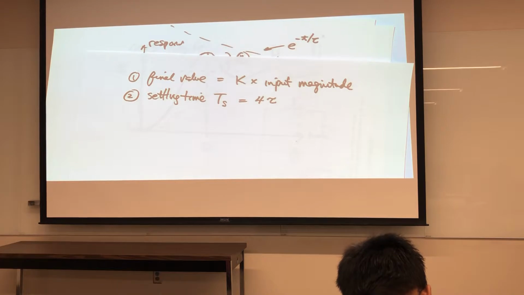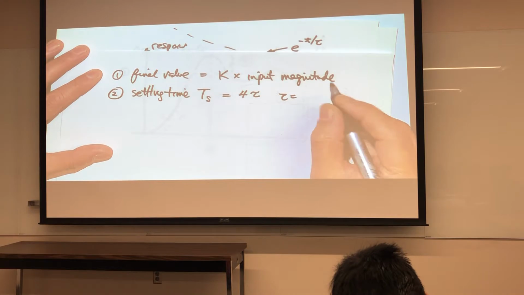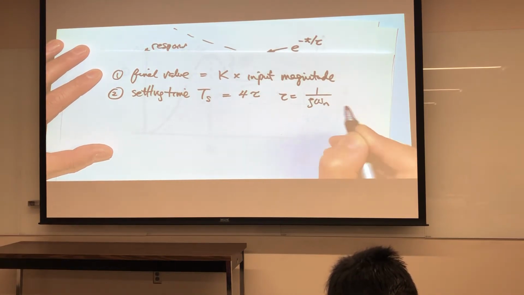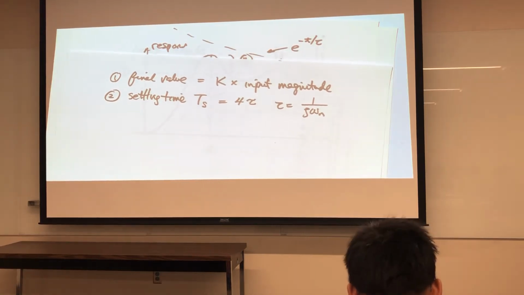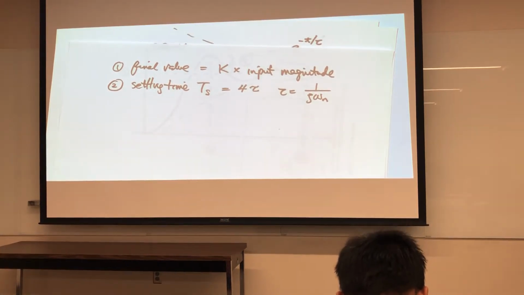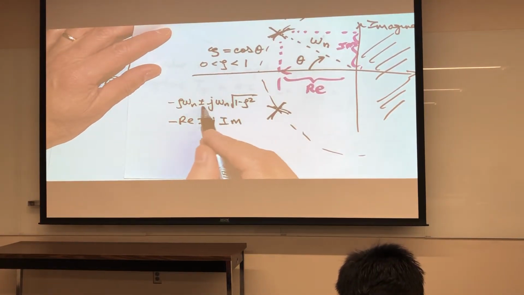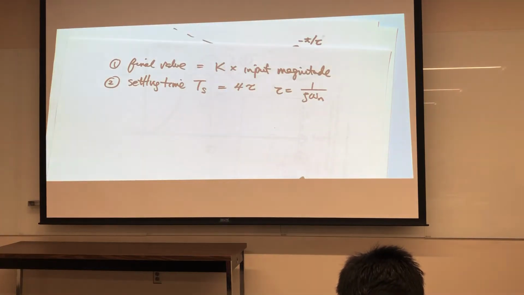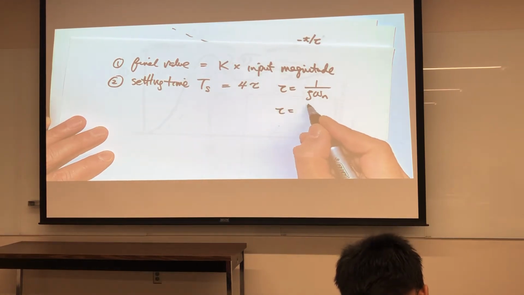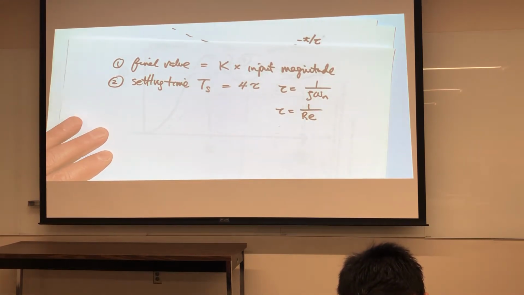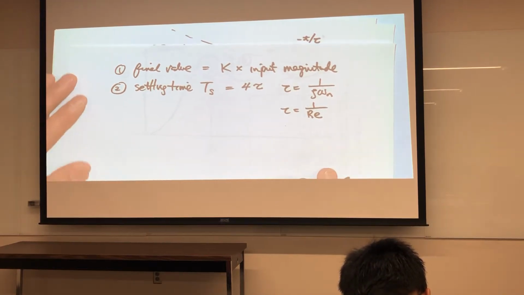Now, how is that related to the Greek letters? Tau is equal to 1 over zeta omega n. If we look back at a previous slide, we saw the roots are at minus zeta omega n plus or minus j, the real part and the imaginary part. So the takeaway is that tau is equal to 1 over the real part of the root. So that's the settling time.